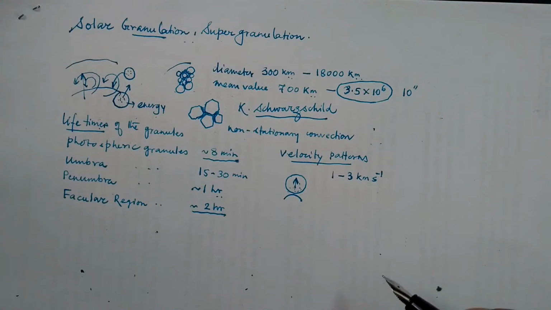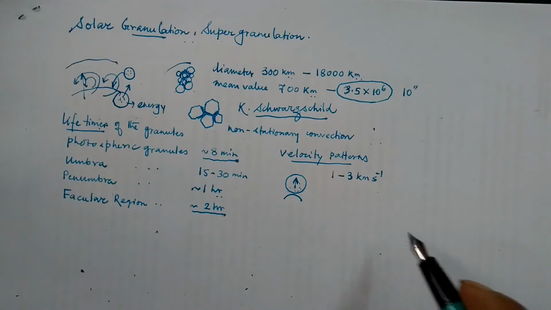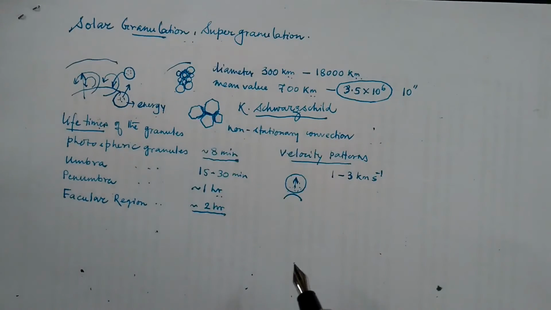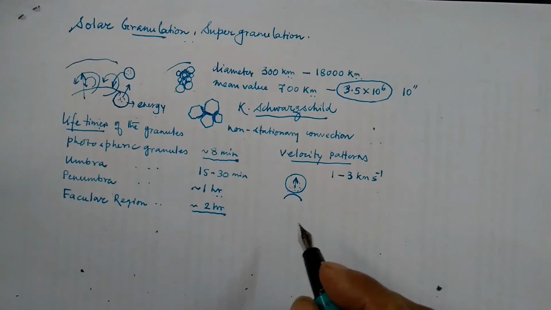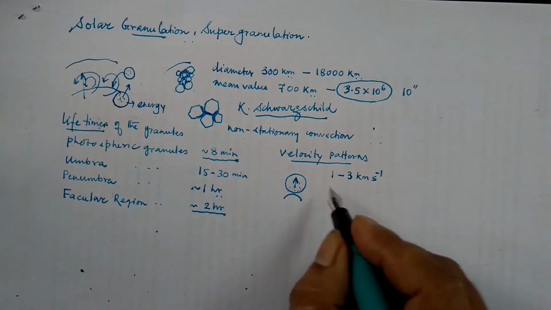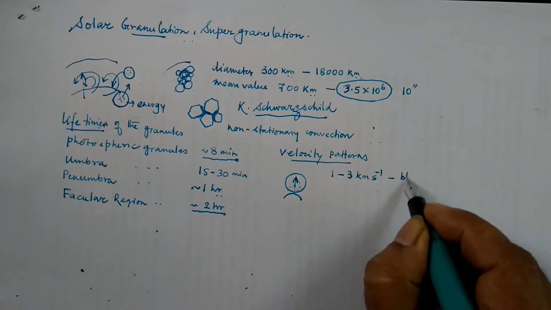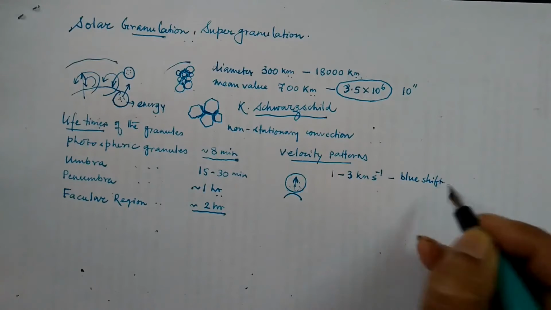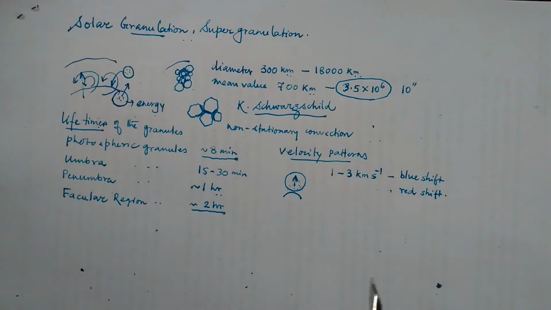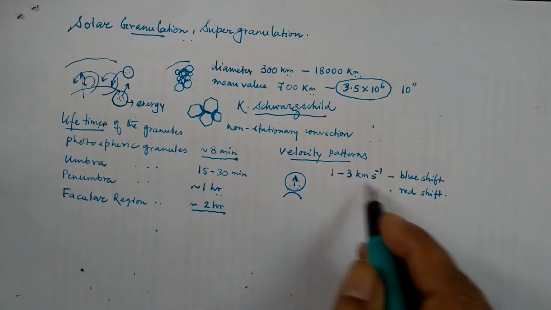So the measured Doppler shifts of lines formed by the gases in the dark lines also indicate a downward velocity of similar magnitude. So when we study the Doppler shift from these darker regions, the blue shift gives us the upward speed, and the red shift gives us the downward speed, which is basically very much similar.